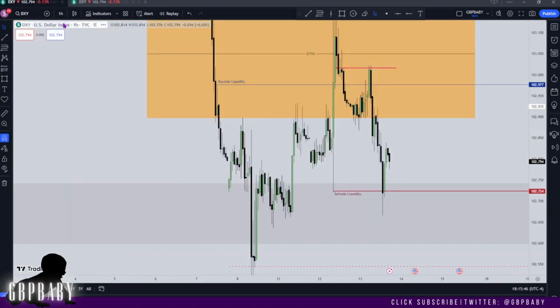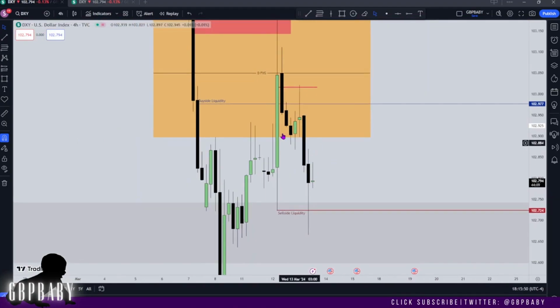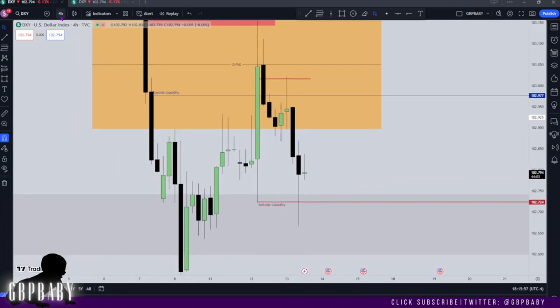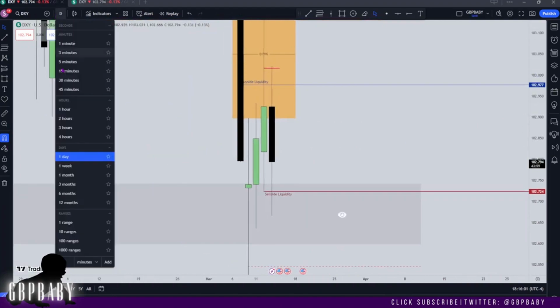Well, we can go up to the higher time frame now. I am going to go to the 4 hour, and yeah, I do want to see a continuation to the downside, to be honest. I do believe price is going to want to push lower. Moving into the new day, let's take a look. I'll go into the 1 hour.